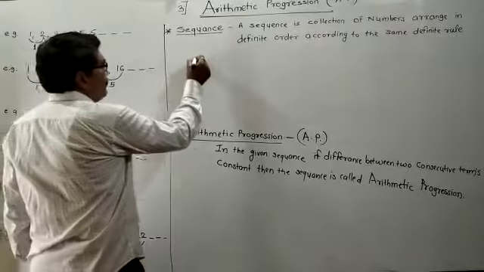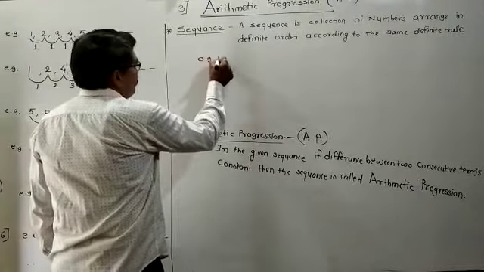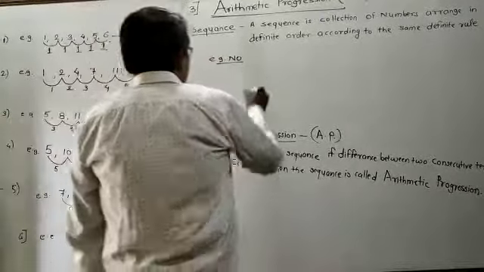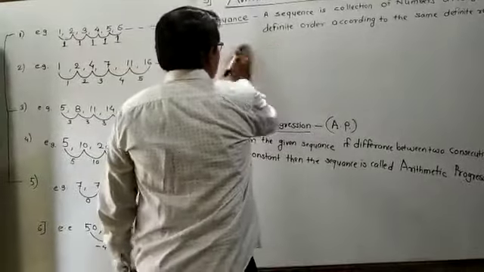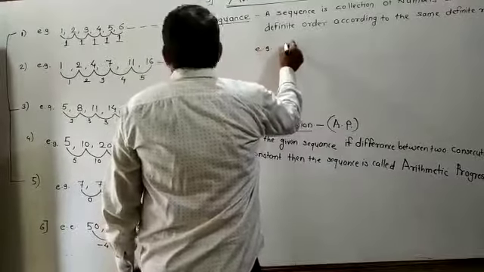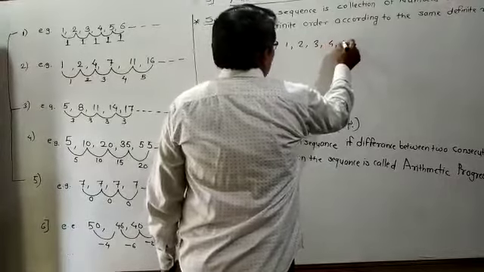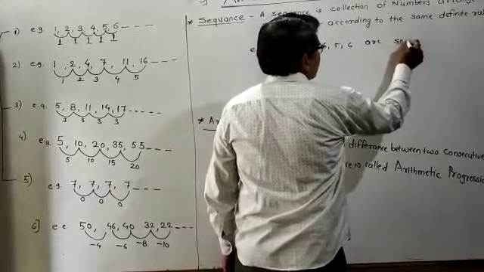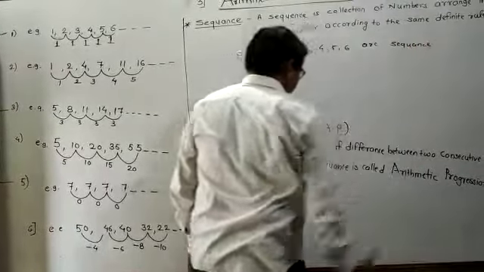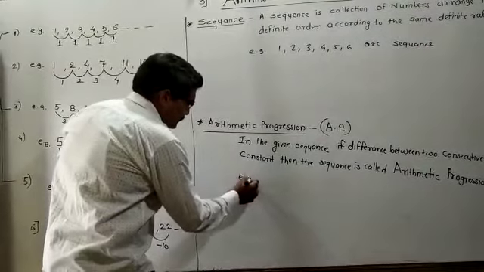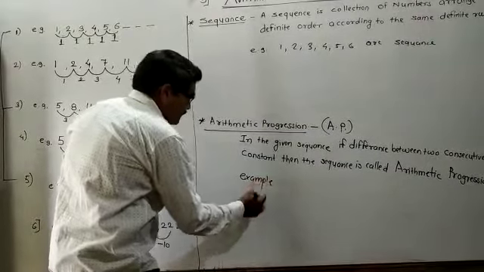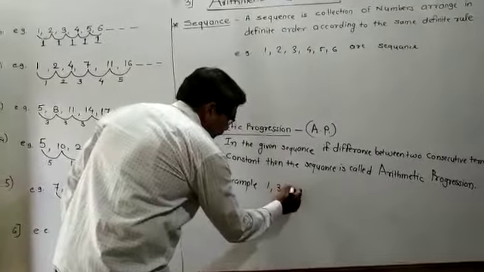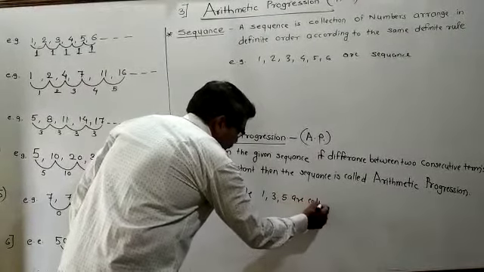I will say that for example numbers 2, 4 and 6, all examples 1, 2, 3, 4, 5, 6 are sequences. And here examples 1, 3, 5 are called AP.